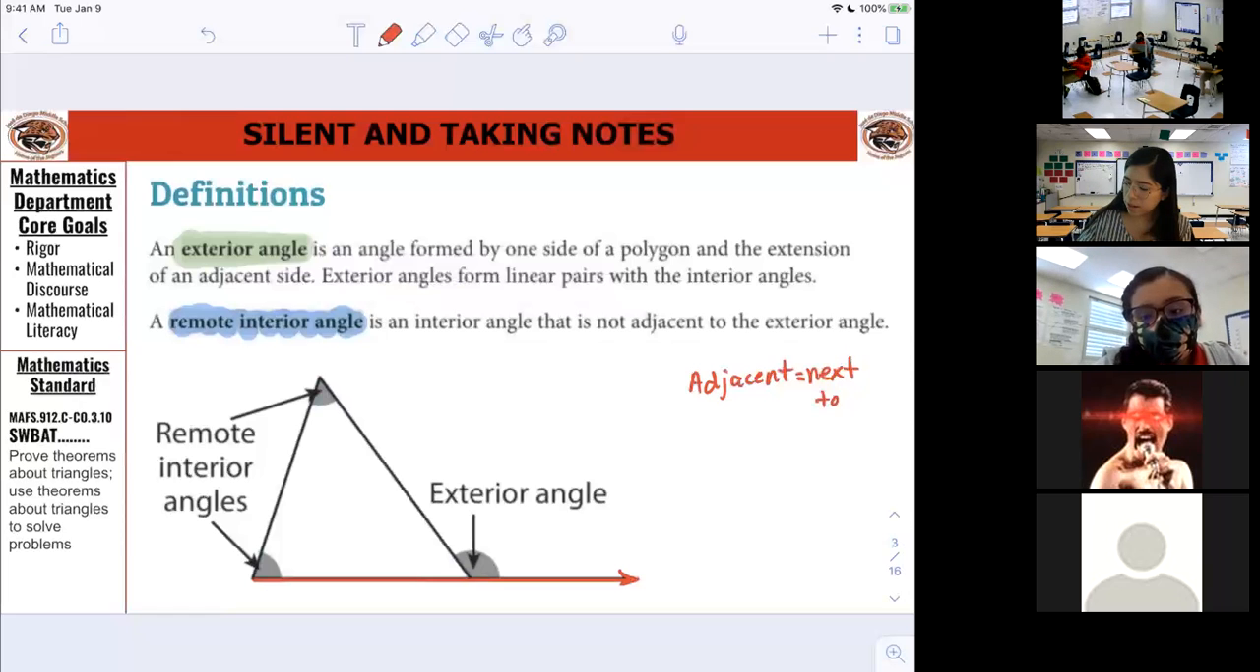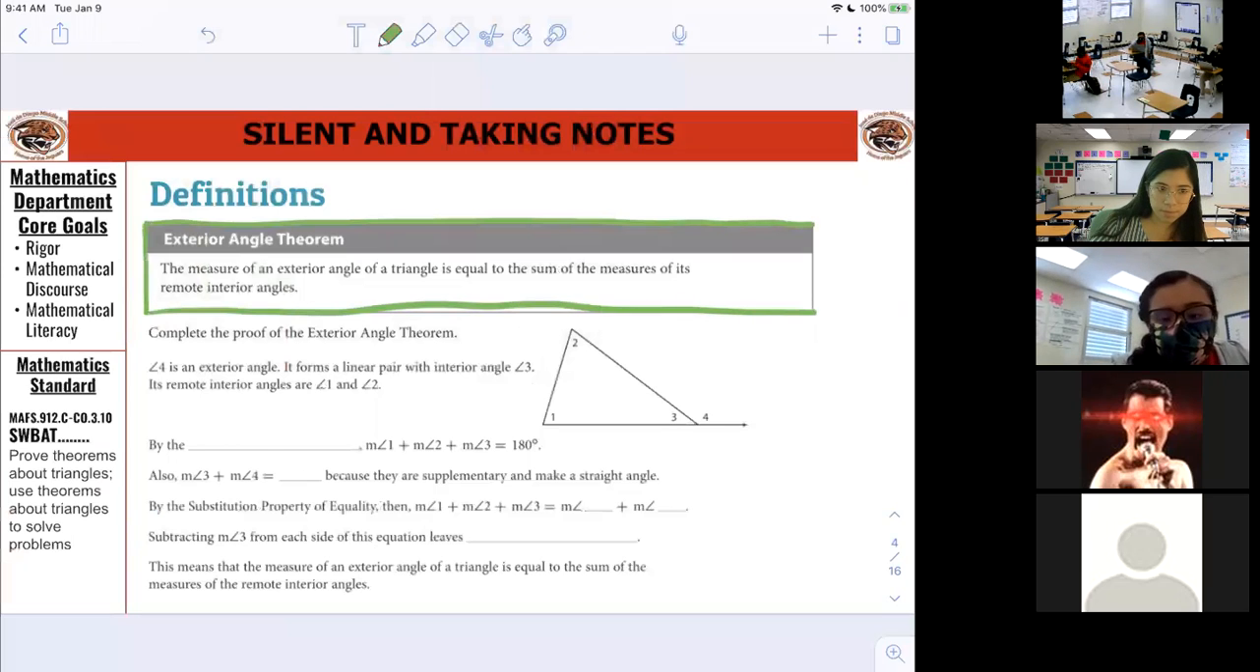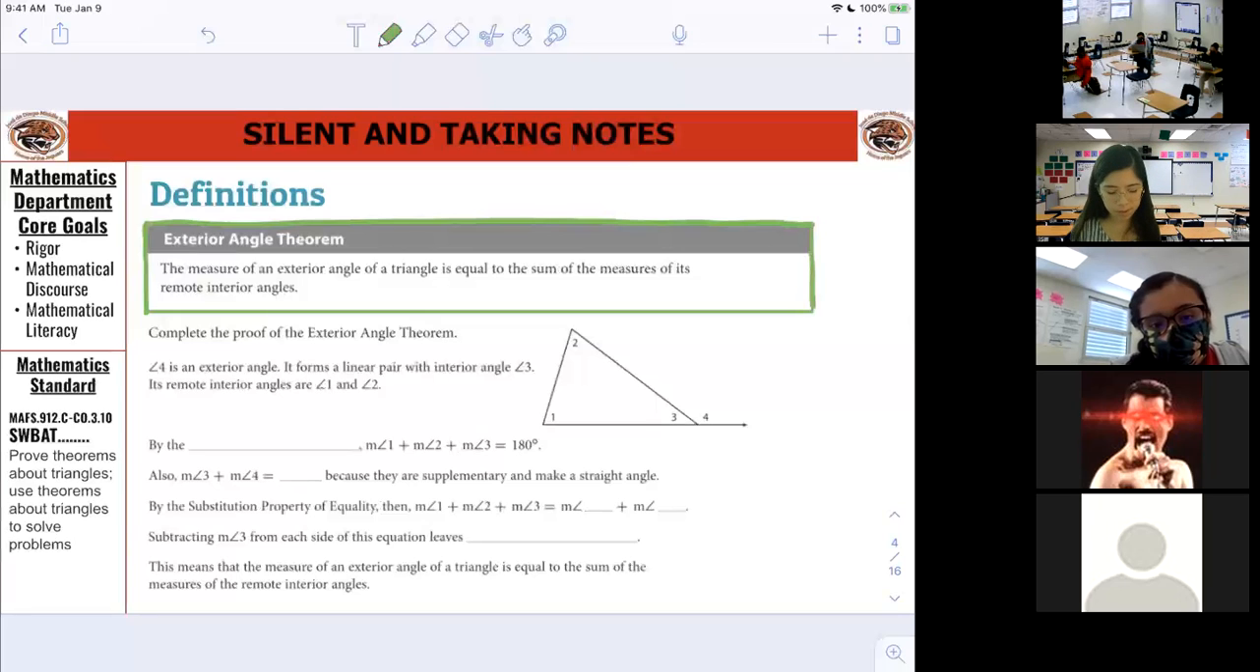All right. So with those definitions in mind, we have our first theorem. There's a lot on this page. You don't need to copy it all. For now, let's just look at the theorem. Can I have a volunteer read for us the exterior angle theorem? Tyrone, go ahead. The measure of an exterior angle of a triangle is equal to the sum of the measures of its remote interior angles. Good. All right. So just start copying down the theorem.